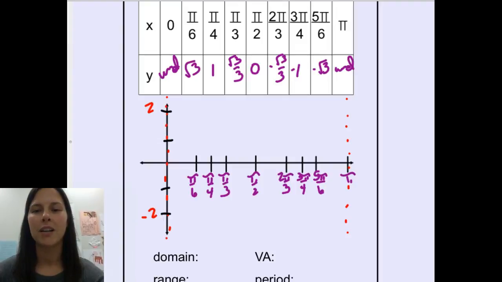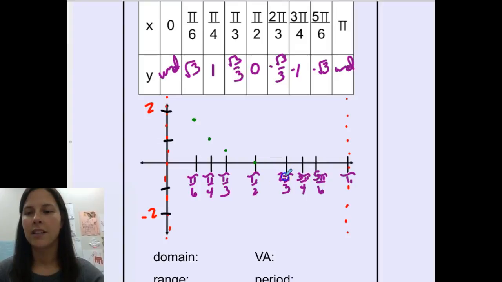Plotting those points, pi over 6 root 3 is up at about 1.7. Pi over 4 is at 1. Pi over 3 is at about 0.6. Pi over 2 we're down to 0, and then those values go negative. Negative 0.6, negative 1, negative 1.73. Same shape as the tangent function, it ends up being a snake.